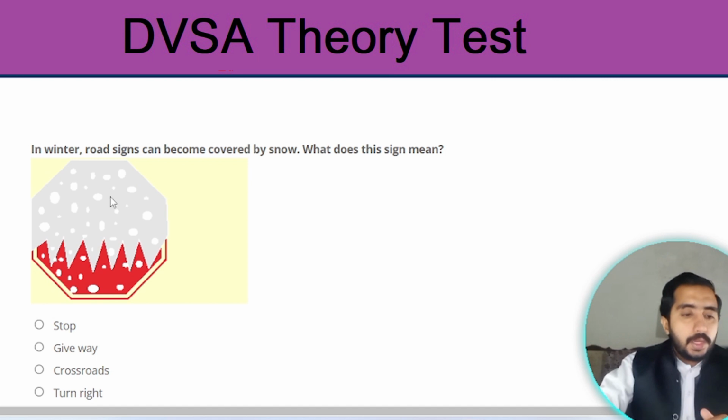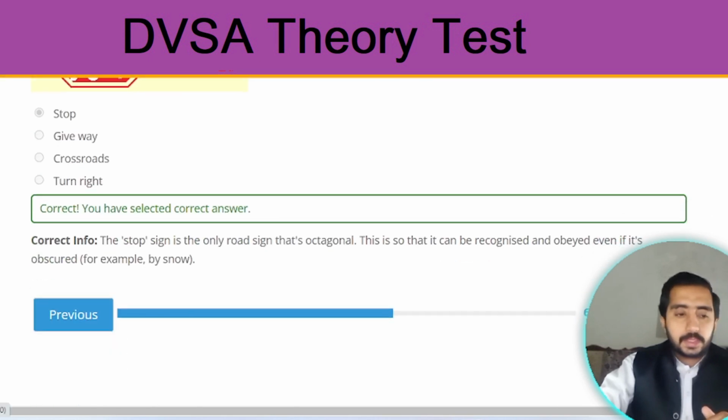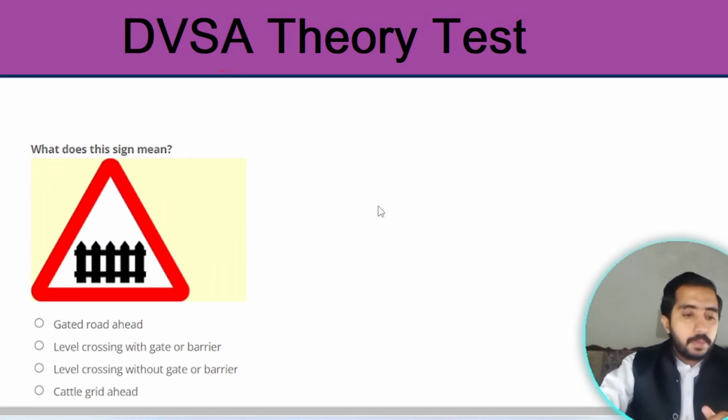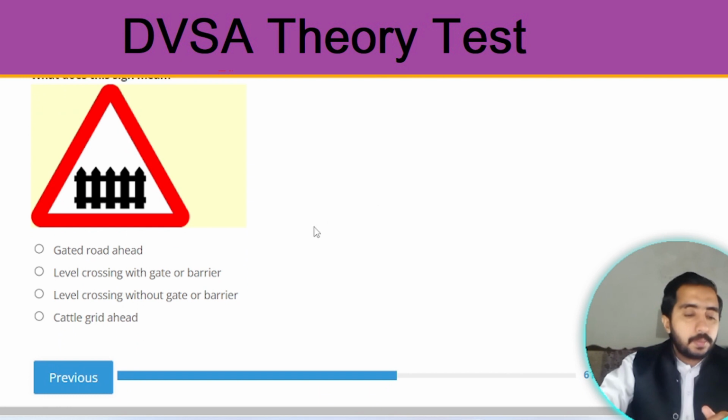Next symbol. In winter, road signs can become covered by snow. What does this sign mean? Okay, this sign means that you need to stop. Next one. Our next symbol is represented by level crossing with gate or barrier.